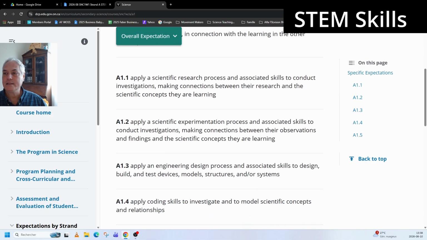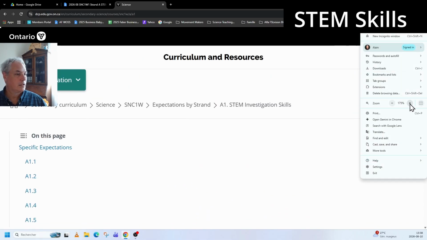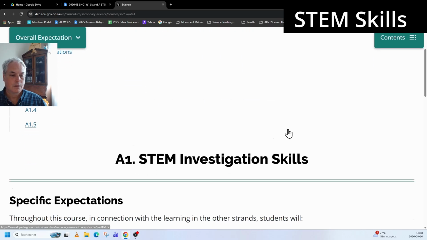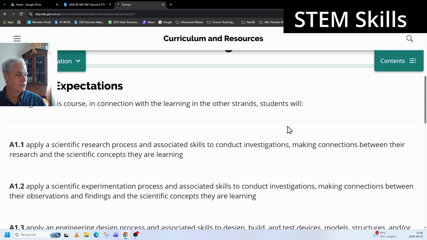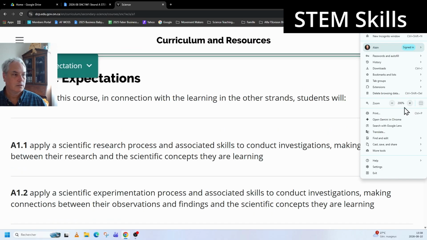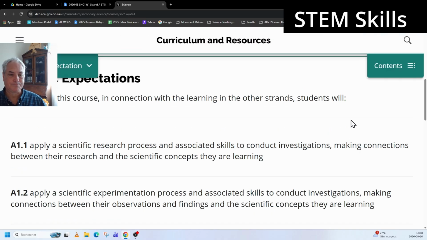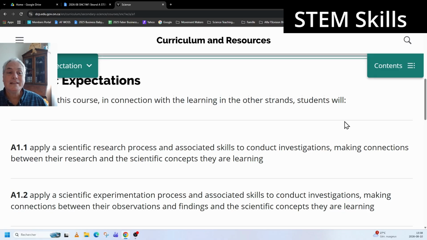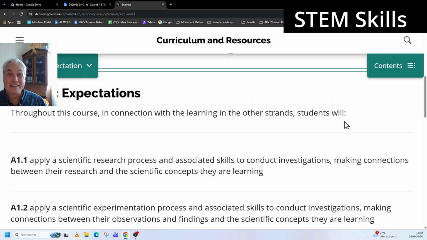Can you see it nicely? Let's see if I can put it a little bit bigger. Is it easier to read? Oh, maybe. Let's see. Can I make it even bigger? Oh, maybe it's better this way. Okay, so let's see what we've got. So these are the specific expectations for the first part, called A1.